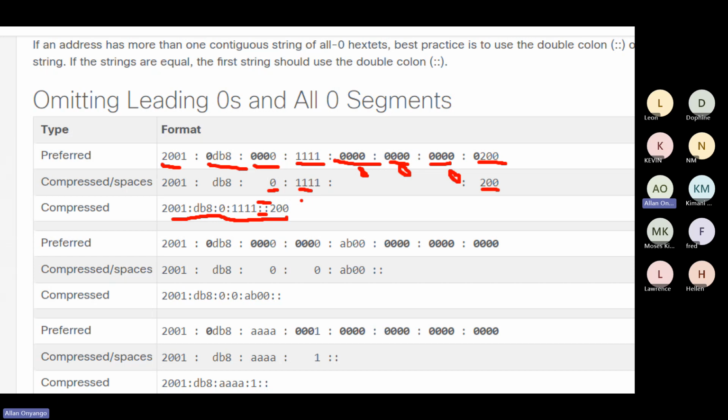I'm going to use the second example to show that. Check this out: 2001, 0DB8, 0000, 0000, AB00, 0000, 0000, and 0000. So this one will use the first option, the first strategy.